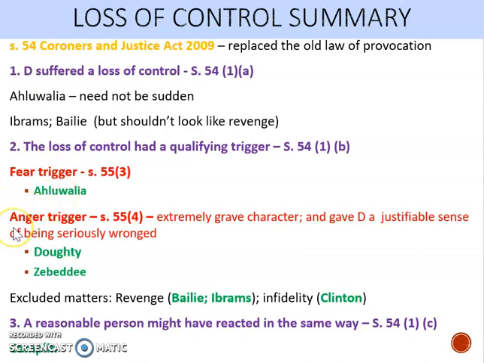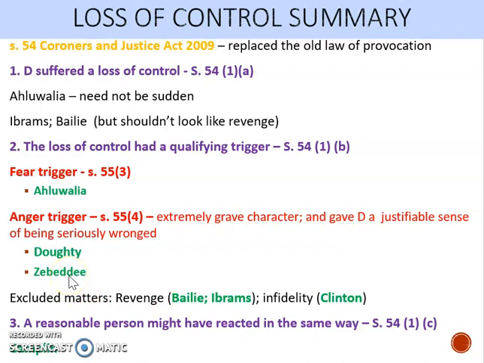The other trigger is an anger trigger. So this is where something has made someone really angry and they've snapped and killed. Now, section 55(4) says that in order to plead the anger trigger, it has to be of an extremely grave character, and it must give the defendant a justifiable sense of being seriously wronged. And Doughty was an old provocation case, and years ago, a crying baby was enough to be a trigger for provocation. That isn't the case now, okay? That wouldn't work now, because a crying baby is not something of an extremely grave character, and it doesn't give you a justifiable sense of being seriously wronged.